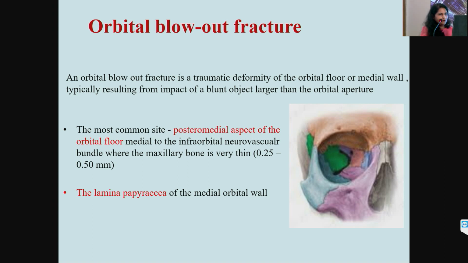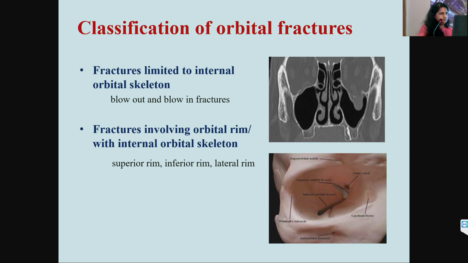Now coming to blowout fractures, a blowout fracture results from an impact of a blunt object of size larger than the orbital aperture. The most common site is the posteromedial aspect of orbital floor, medial to the infraorbital neurovascular bundle. And in the medial wall, the lamina papyracea is the most common site.